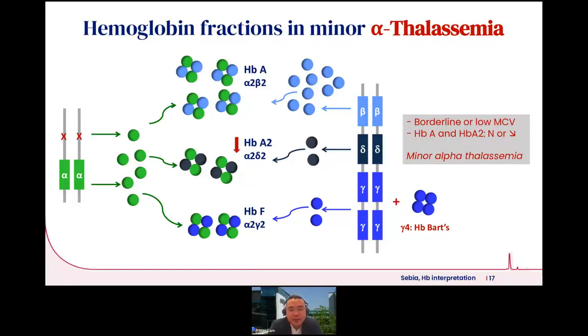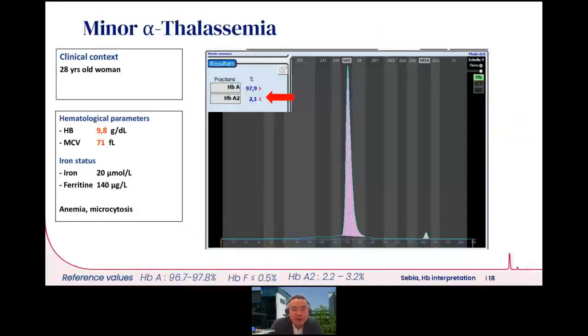In such patients, we see a borderline or low MCV. So hemoglobin A and hemoglobin A2 could either be normal or they could be reduced. So this is an instance of minor alpha thalassemia. So let's look at a case with capillary electrophoresis.